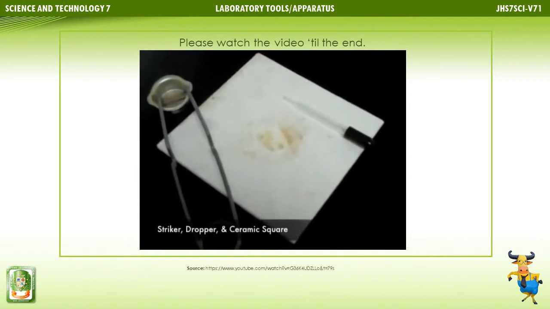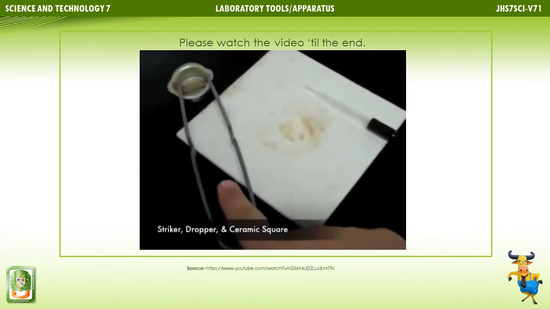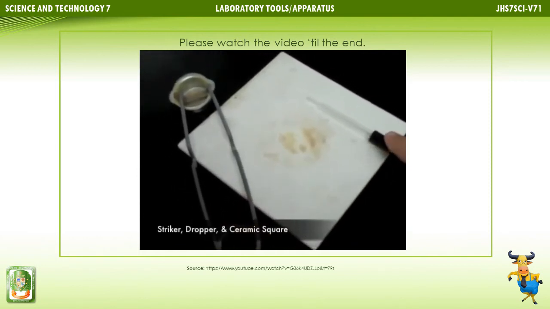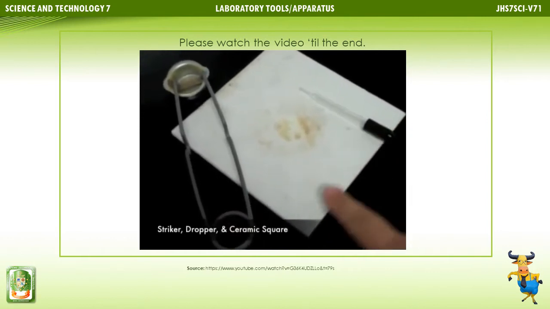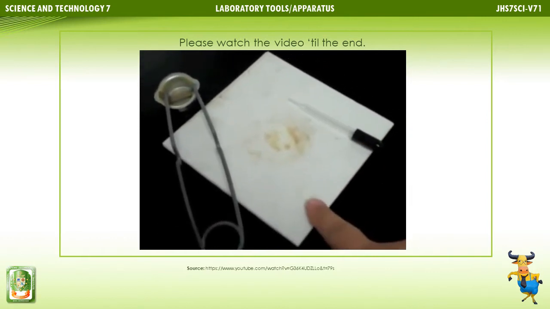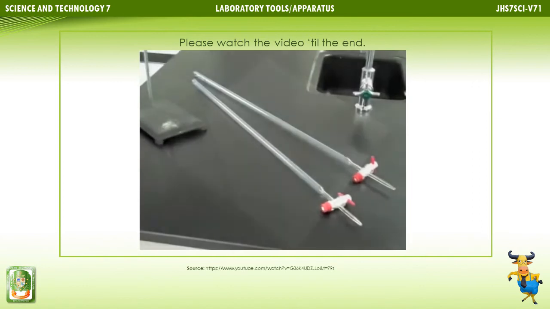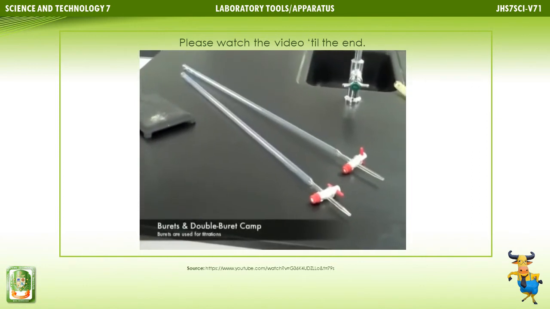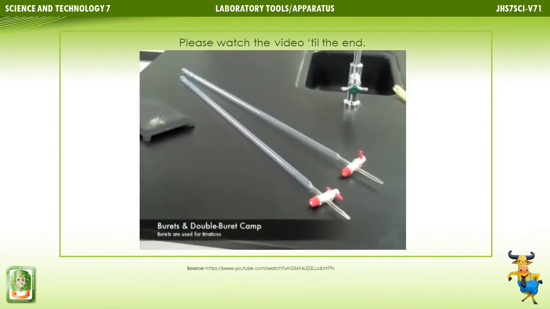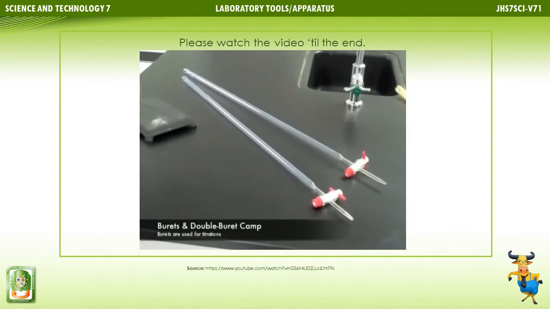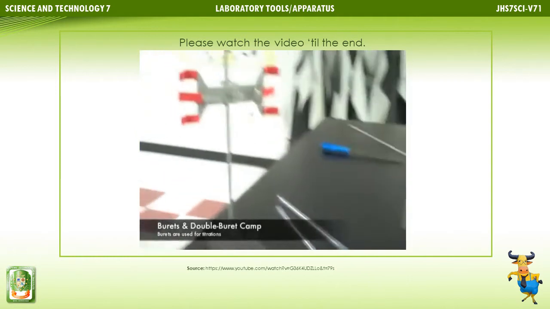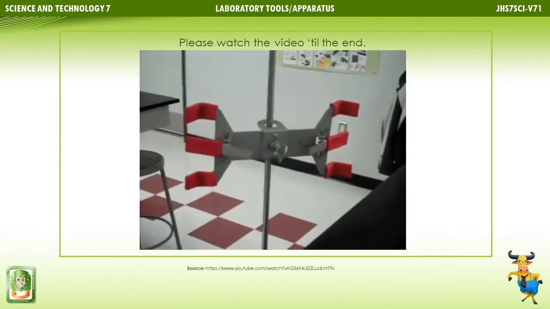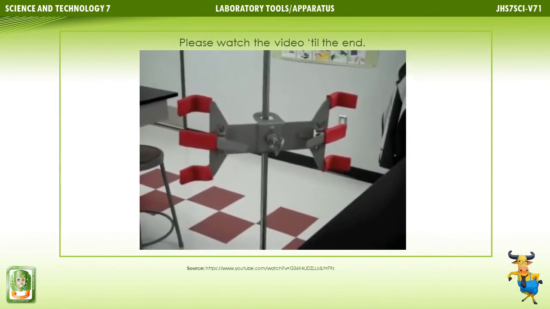The three things that you see here are a striker, a dropper, and a ceramic square. Very long tubes with the valves at the end are called burettes. They measure up to 50 milliliters of liquid. The clamp that they sit in is called a double burette clamp.